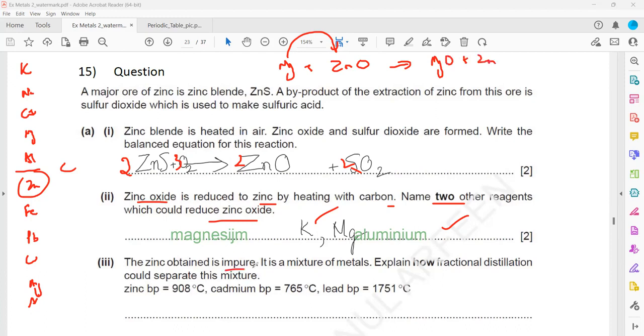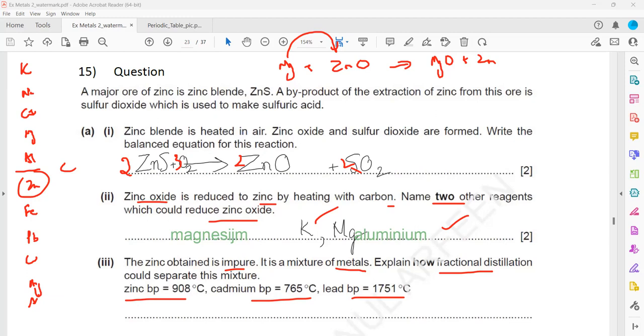The zinc obtained is impure and it's a mixture of metals. Explain how fractional distillation could separate this mixture. The boiling point of zinc is 908, cadmium is 765, and lead is 1751. This extraction is producing a variety of metals. You just have to mention fractional distillation, because they have different boiling points.